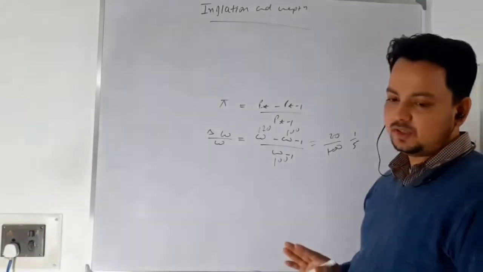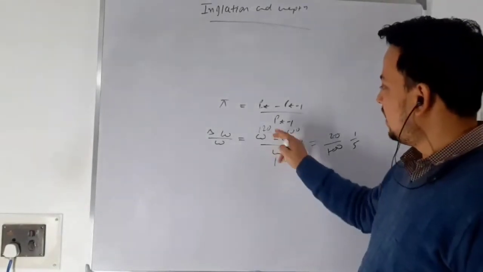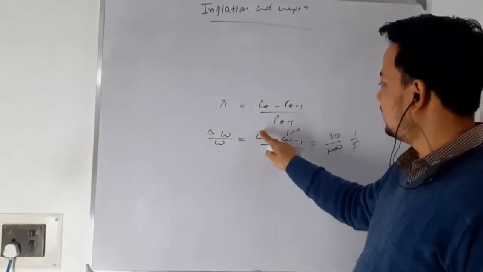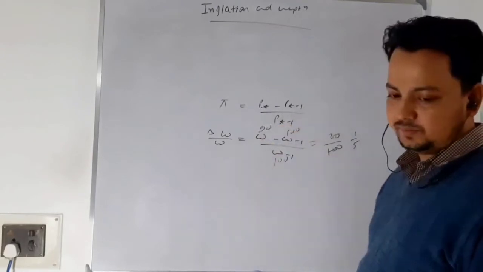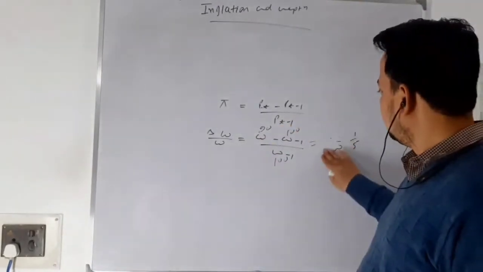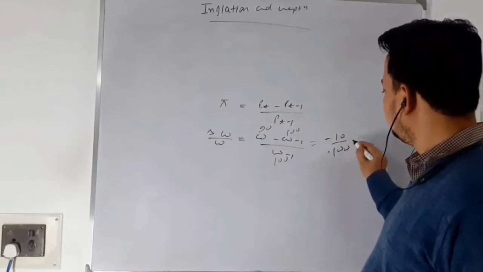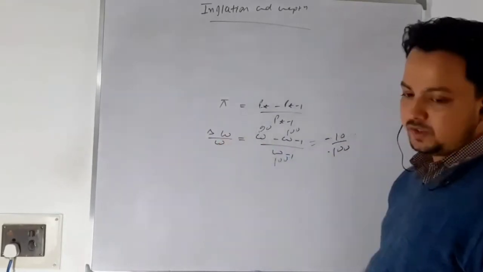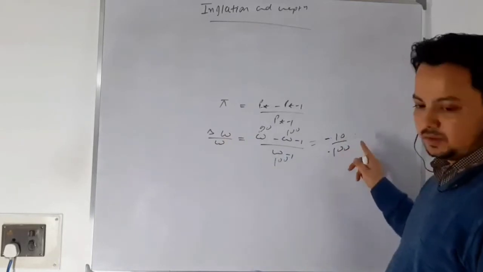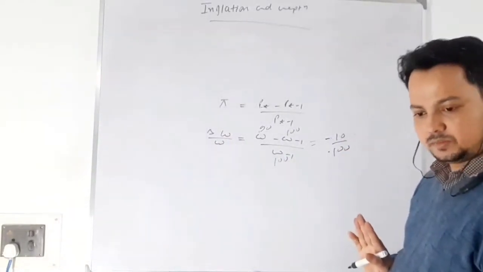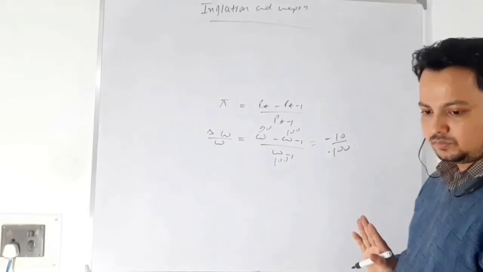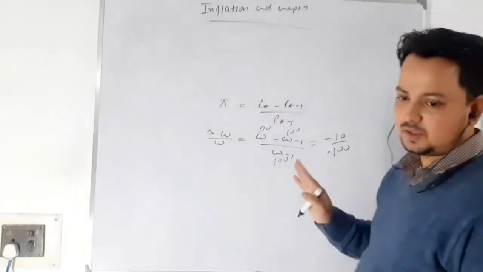This is called wage inflation. What is deflation? My wage is 100 for the previous year, and in this period the wage became 90. So how much will it be? Minus 10/100 into 100 you can do, then you can get wage inflation. So it will be how much? Negative 10%. Can everyone follow? So this is wage deflation.